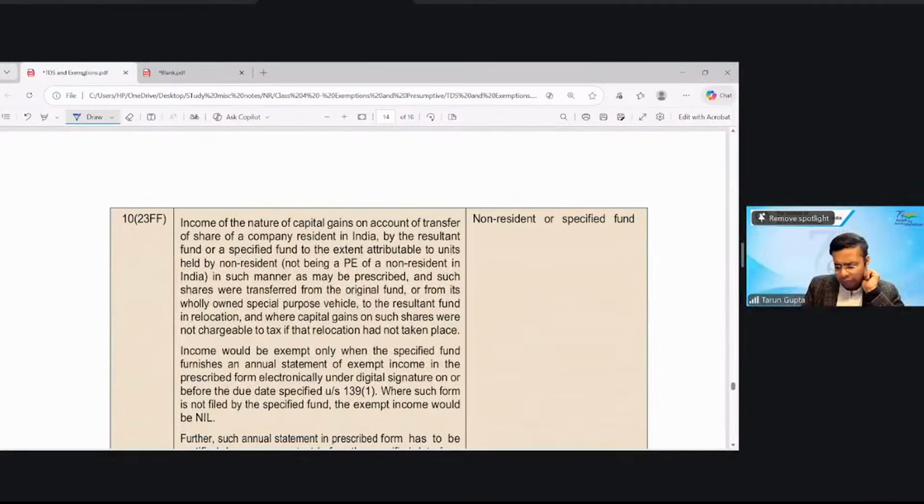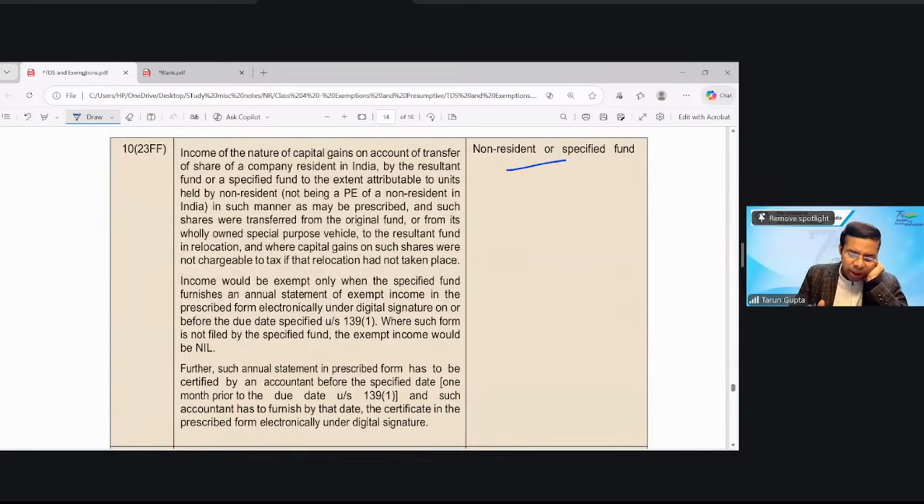10(23FF). You don't need to remember the section, just remember the provisions. Again, exemption to non-resident specified fund, in respect of income of capital gain on account of transfer of share of a company resident in India by the fund, to the extent attributable to units held by the non-resident. Similar to what we discussed in 10(4D). And such shares were transferred from the original fund or from its wholly owned special purpose vehicle to the resultant fund in relocation, and where capital gain on such shares would not have been chargeable to tax if that relocation had not taken place. This is a very important section.